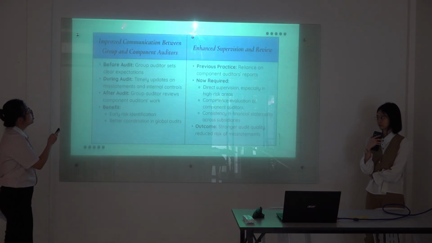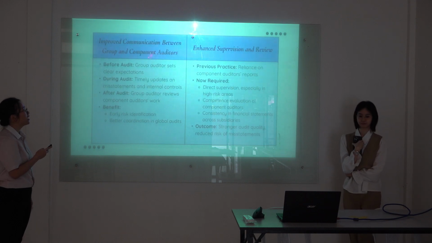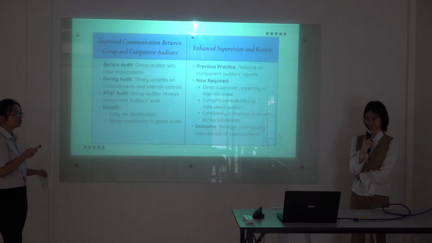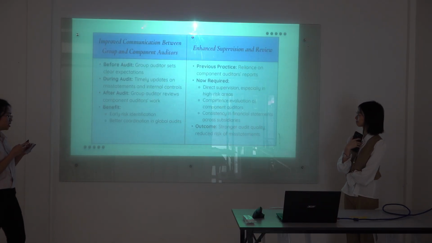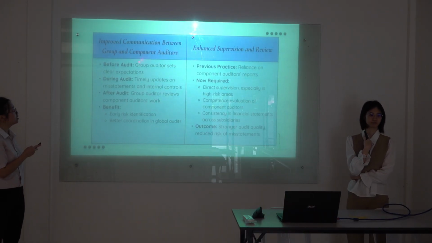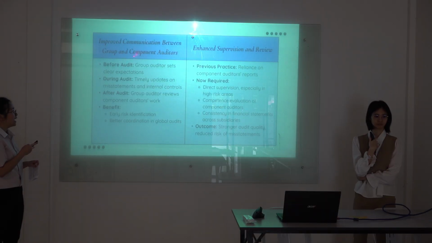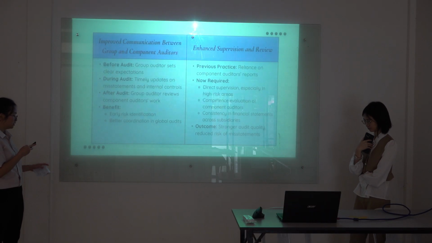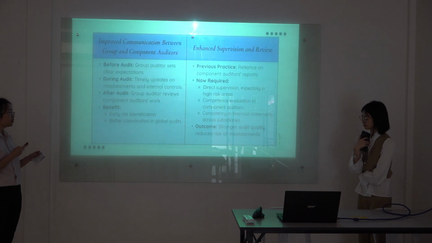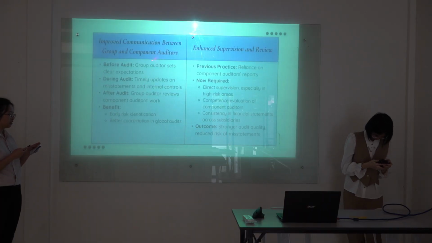Moreover, it also improves the communication between group and component auditors. ISA 600 revised enhances two-way communication. Group auditors must clearly define the expectations before the audit, request high-risk updates during the process, and review component audit work after the audit. This structured communication helps identify the risk early, make necessary adjustments, and improve coordination in global audits.